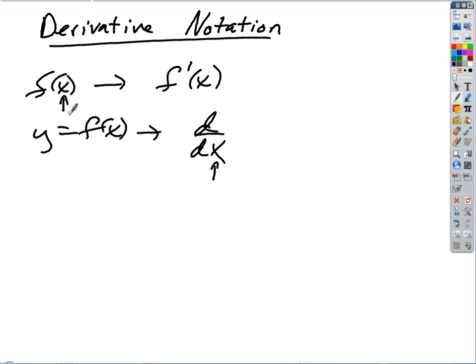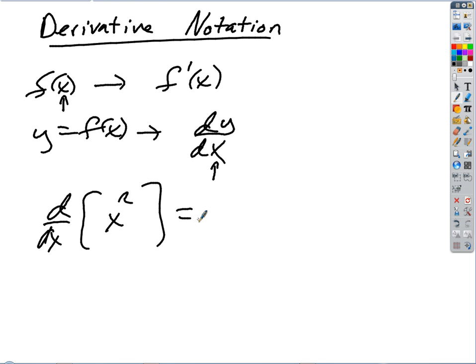So here's another notation. Derivative with respect to x of something. Usually we'll just make that a y. dy dx is the other. These are the two most common ways that we write derivatives. But you could say things like the derivative with respect to x of some function, like x squared. And that just means we're going to take the derivative of this, and what do we get when we differentiate?